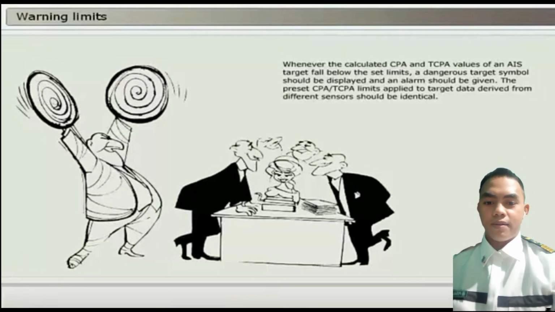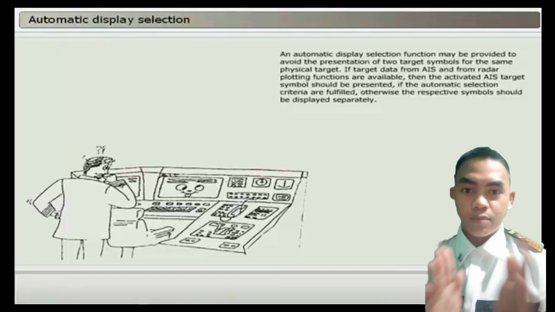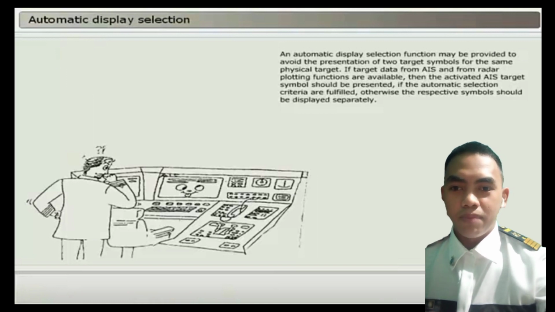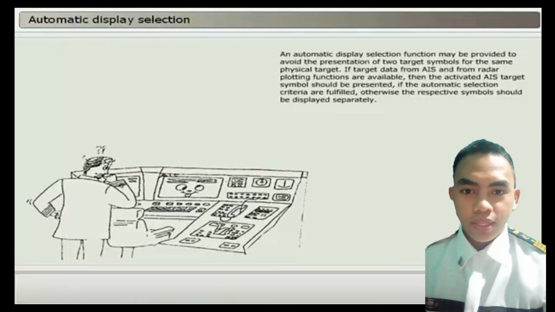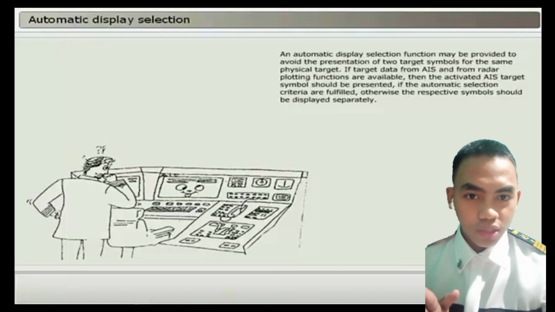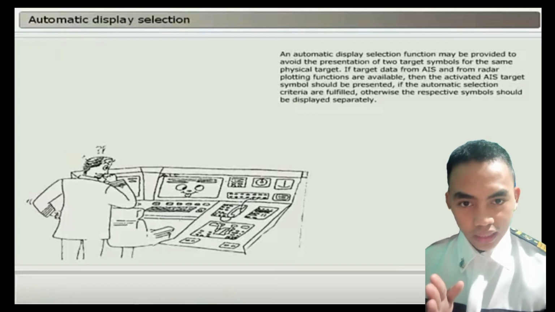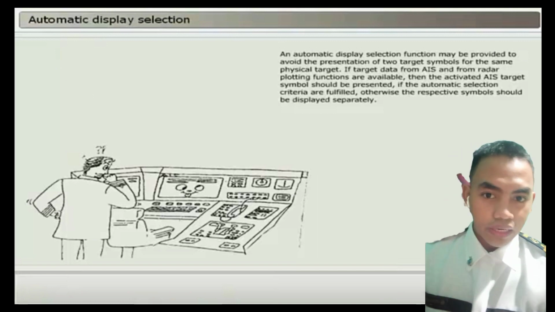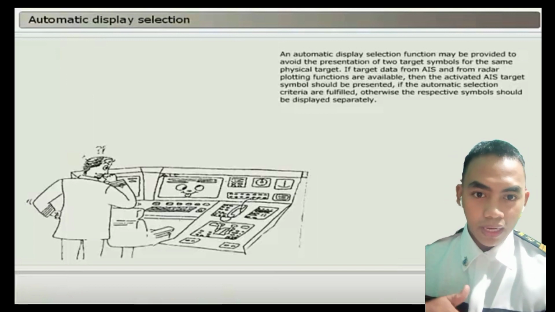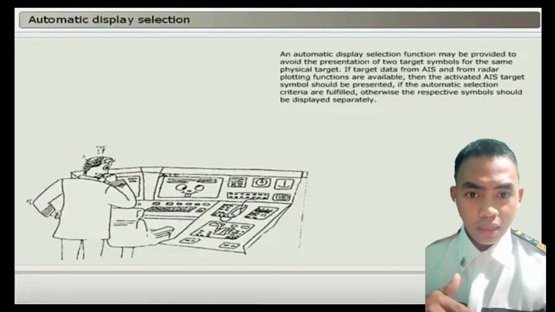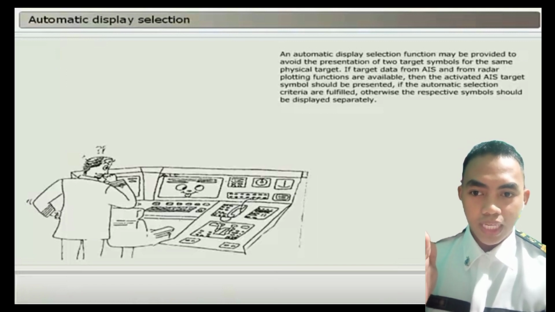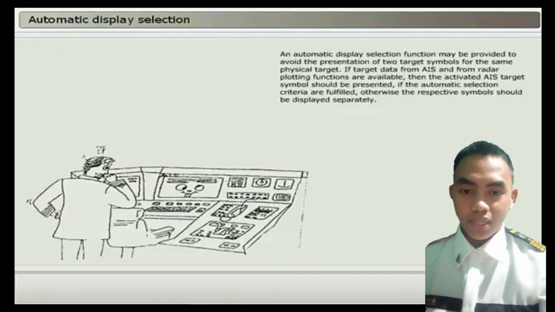The next one is the automatic display selection. An automatic display selection function may be provided to avoid the presentation of two target symbols for the same physical target. If the target data from AIS and from the radar plotting function are available, then the activated AIS target criteria are fulfilled. Otherwise, the respective symbols should be displayed separately.